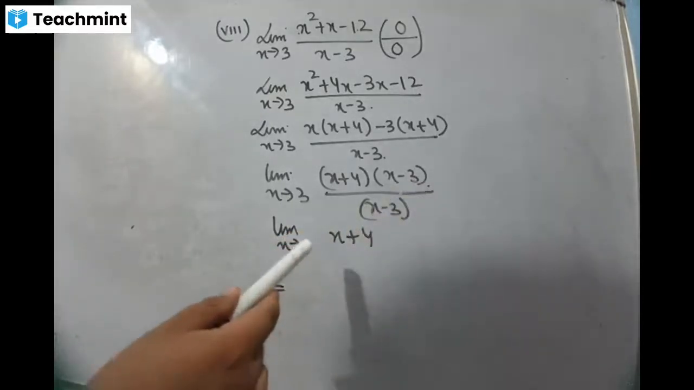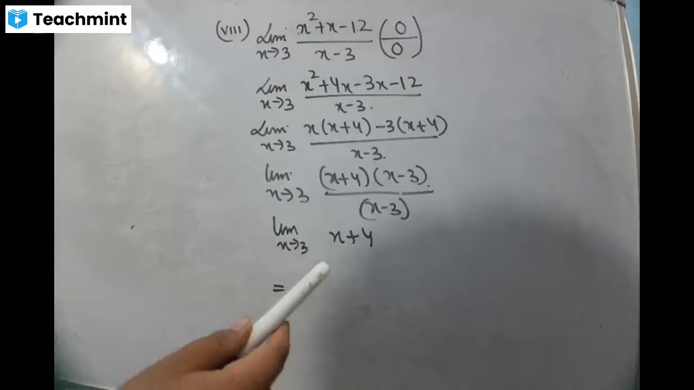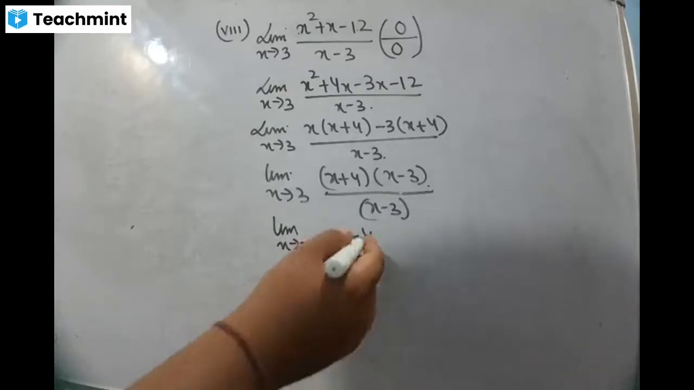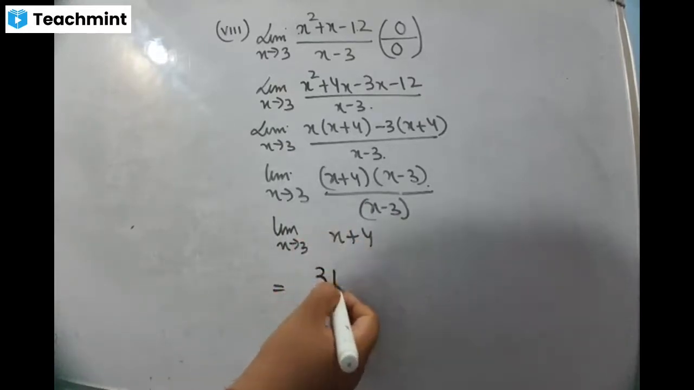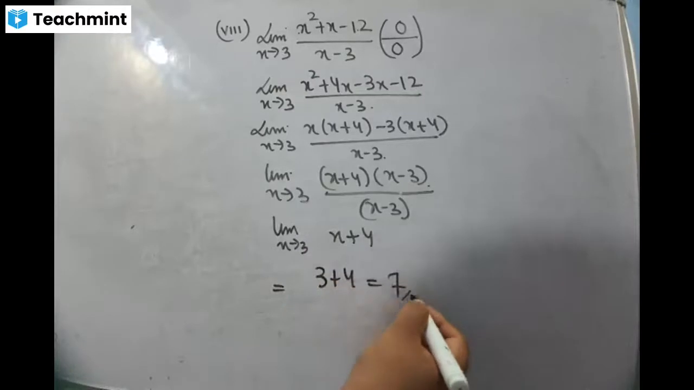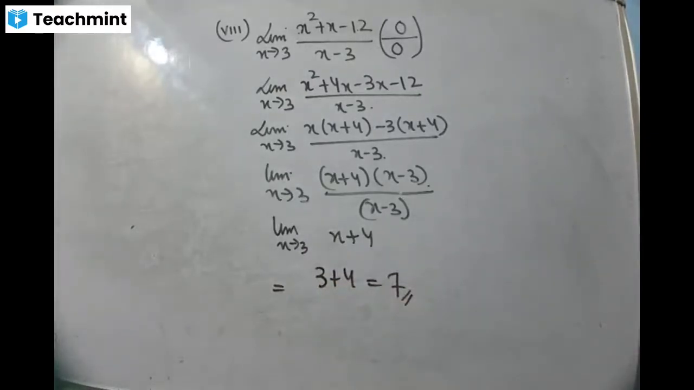That means we can substitute the value now. So when you put x equal to 3, what do you get? You get 3 plus 4, that is equal to 7. So this is how you simplify a question on limits. Is that okay, everyone? Please go through the solution one more time.